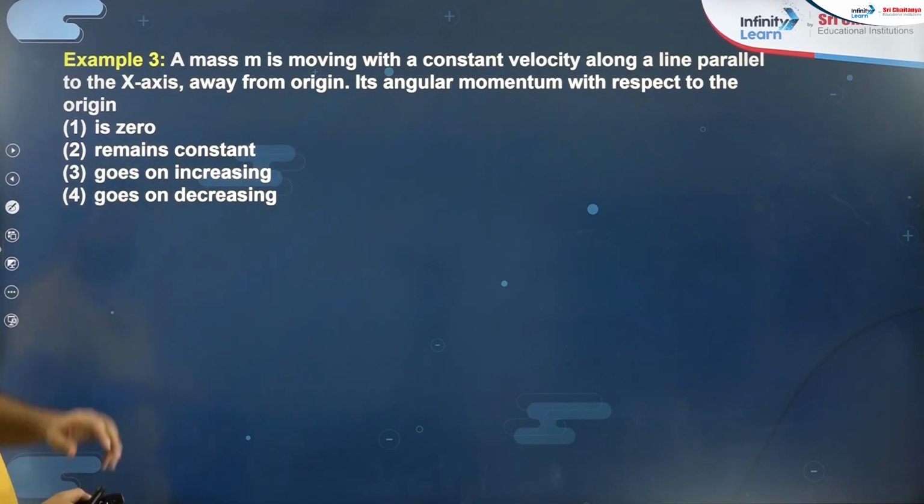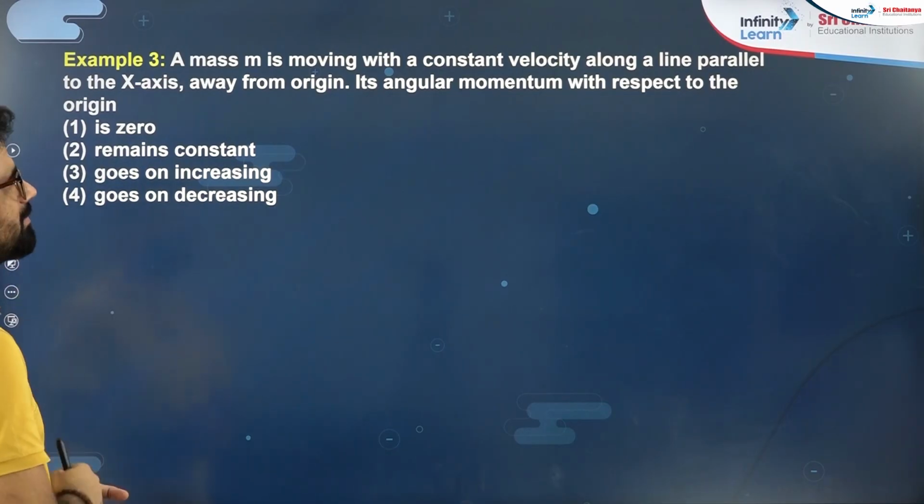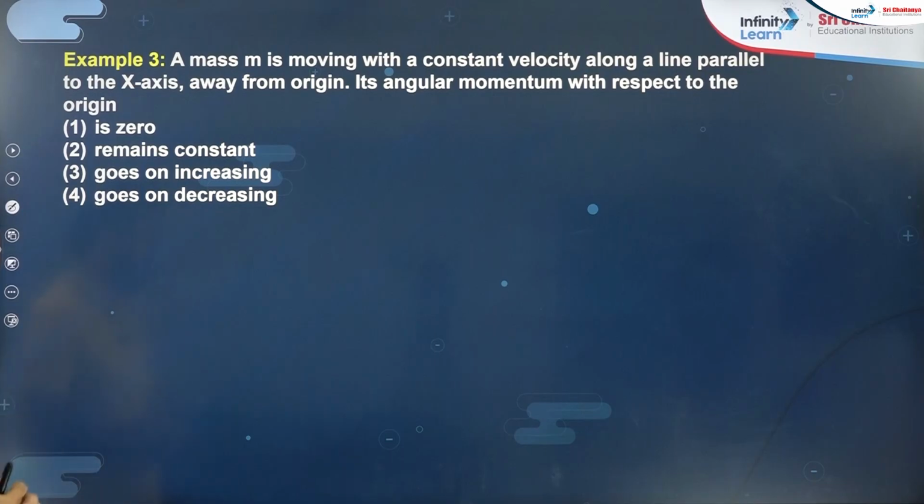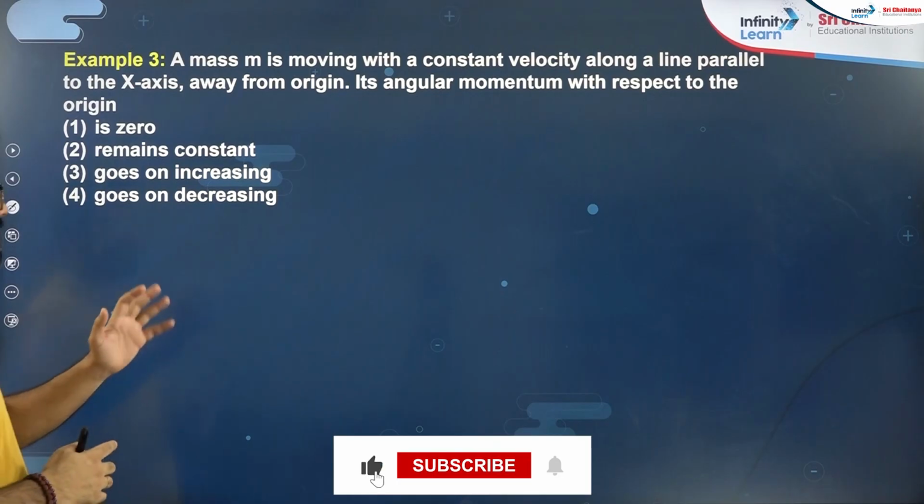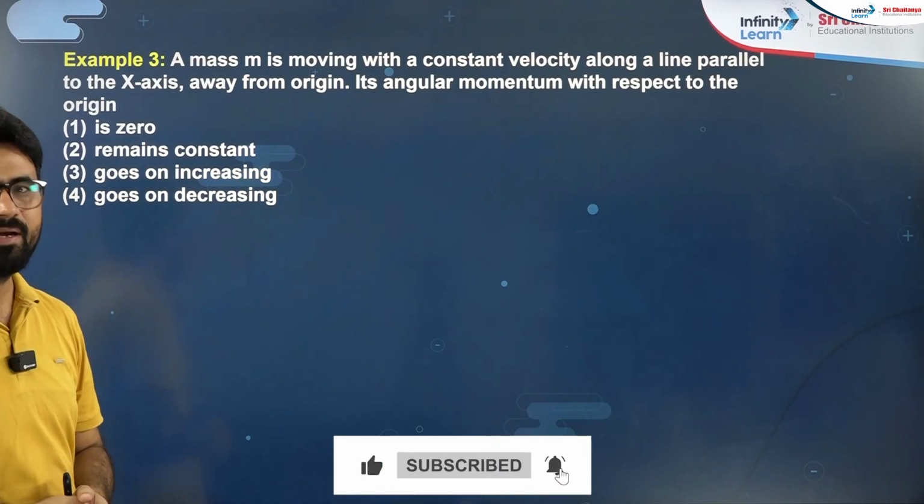It is a little theoretical question I have given to you so that you can understand the concept of angular momentum, conservation of angular momentum. A mass M is moving with constant velocity along a line parallel to the x-axis, away from the origin. Its angular momentum with respect to the origin is 0, remains constant, goes on increasing, or goes on decreasing? This type of question you will also see in the PYQs. That is also one of the finest questions.